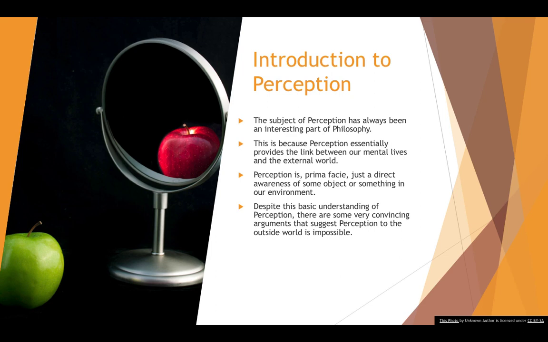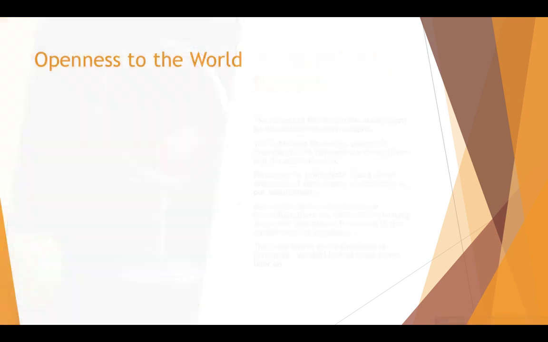And despite this understanding of perception, there are some very convincing arguments that suggest that our openness to the world, our ability to have a direct connection with mind-independent objects, is actually impossible. These are the arguments that we're going to look at in the next video and the lesson after that. And these are known as the paradoxes of perception. So it suggests that the intuitive idea of perception is actually paradoxical. It doesn't actually make sense.